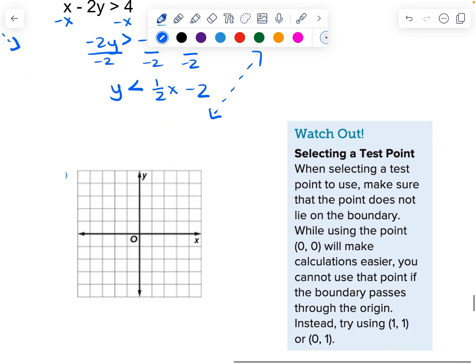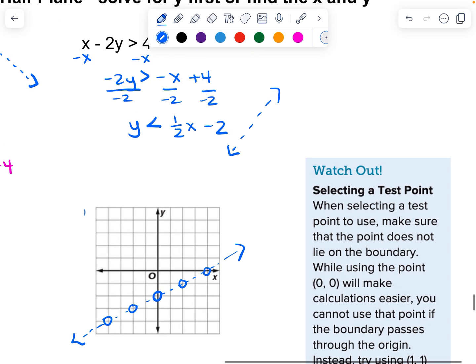So here I come to negative 2. I plot my point. I go up 1 over 2. Up 1 over 2. Or I could have gone down 1, but to the left 2. Down 1 to the left 2. And then I draw a dotted line, like so.